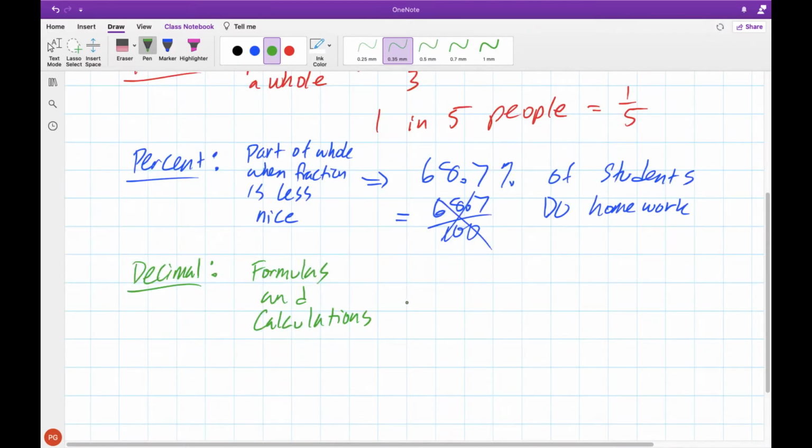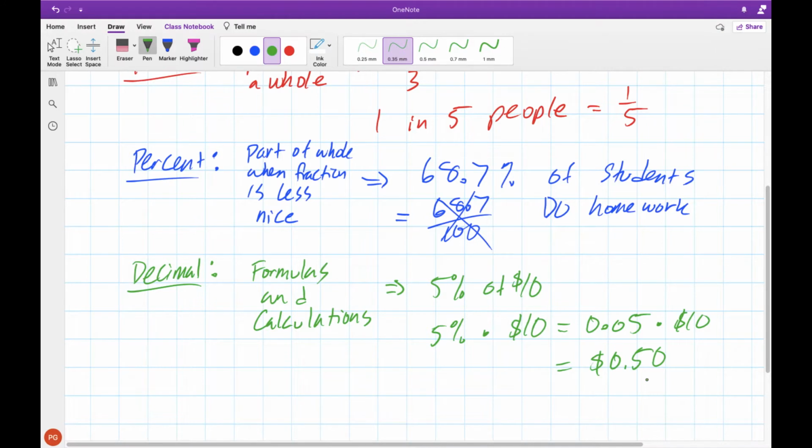Decimals aren't particularly useful for understanding numbers, but they are really good for formulas and calculations. If we wanted to figure out 5% of $10, we know that of means times, so that would be 5% times $10. But if we wanted to get the correct answer here, we actually need to turn this 5% into a decimal before we punch it into our calculator. Otherwise, we're going to get the wrong answer.